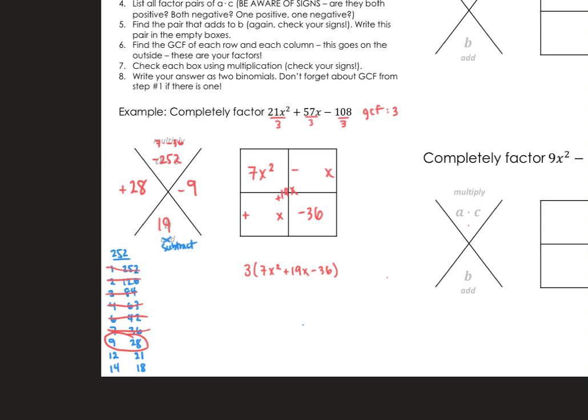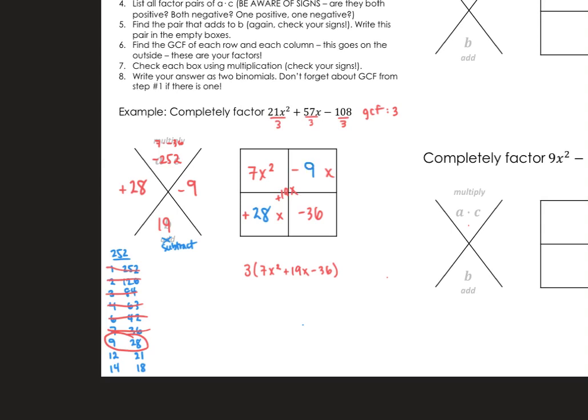Just to double check, we should make sure that these two numbers multiply to make negative 252, and add to make 19. Or you can think of it as subtracting. 28 minus 9 is 19. 28 times negative 9 is negative 252. Once we find our magic pair, those go inside the box. So this is going to be positive 28 and this is going to be negative 9.